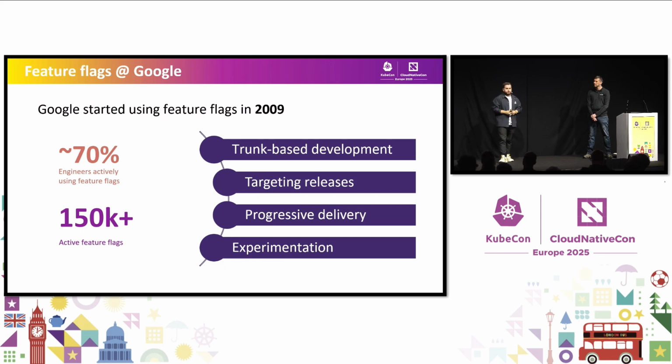Most of our developers use feature flags. About 70% of them use them at least on a regular basis, and I would bet that most of them have used them at least once. And with that also comes the huge code base of feature flags that we have. As you see, there are more than 150K.